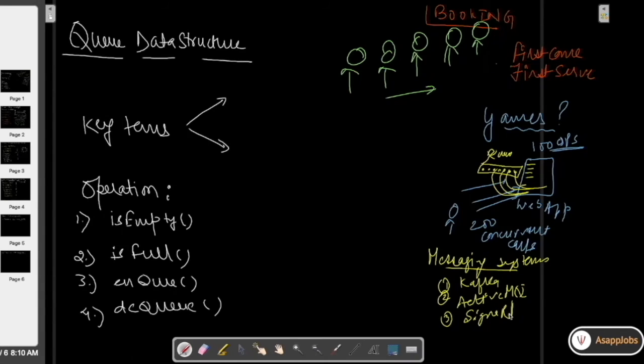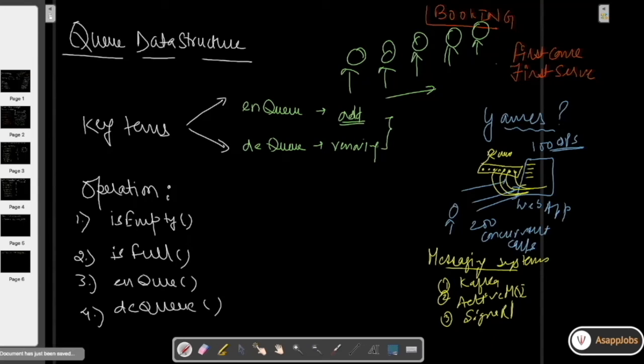Now coming back to the key terms in the queue. Just like in our stack we have two key terms, push and pop, similarly in the case of the queue we have two terms. One is known as enqueue, and we have something called dequeue. Enqueue is another term for adding an element, and dequeue is another term for removing the element.